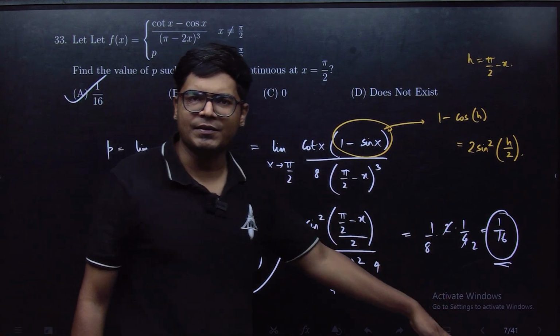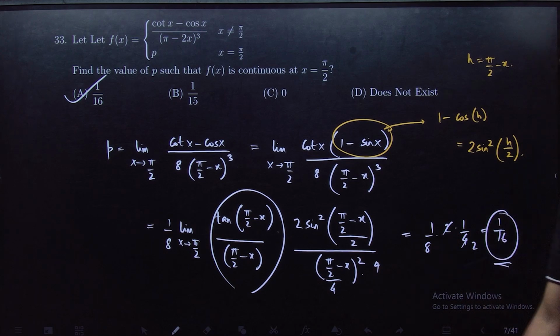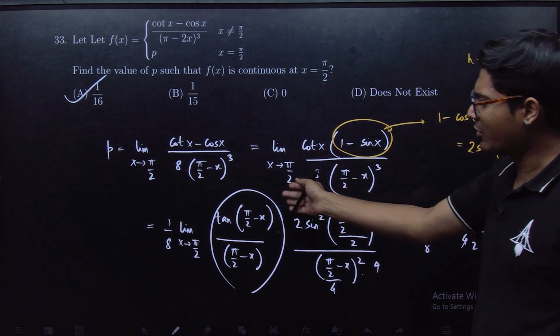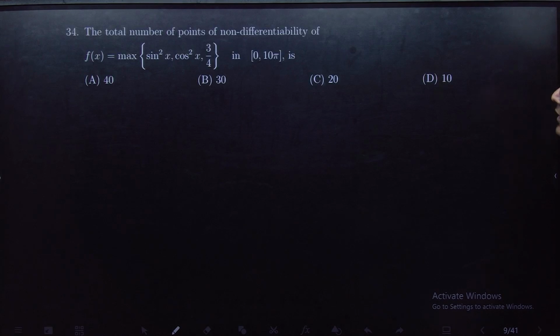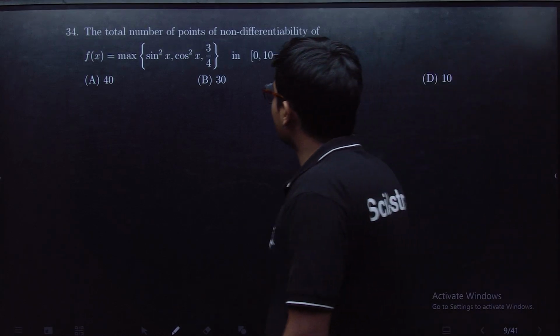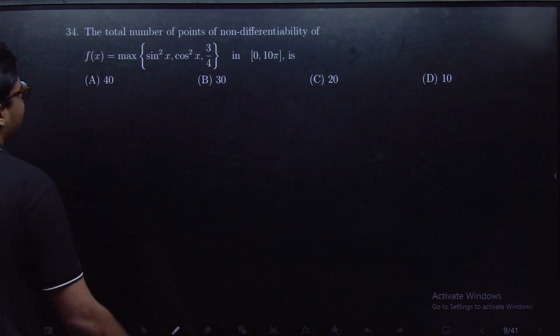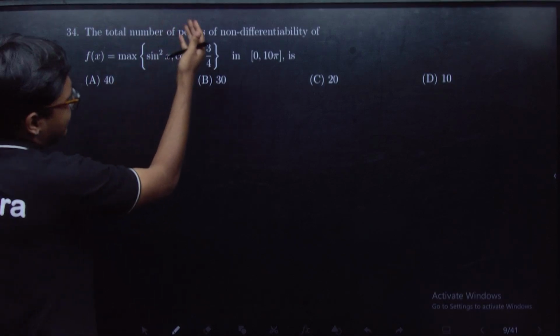So you can use L'Hopital if you want, but I'm pretty sure L'Hopital is just going to make all these terms even more complicated, okay? So remembering trigonometric limits actually helps in a couple of questions. Okay, kind of question 34, find the total number of points of non-differentiability of maximum of sin square x, cos square x, 3 by 4, okay?